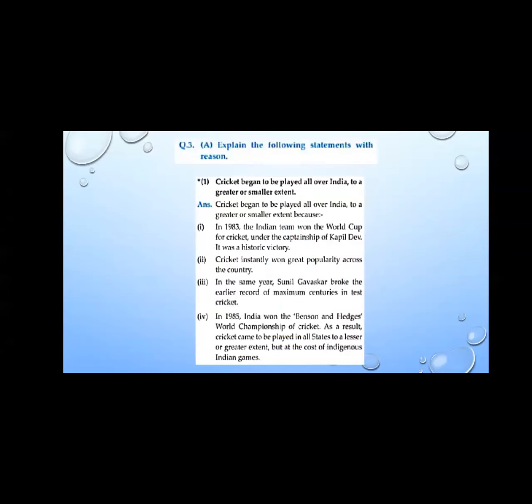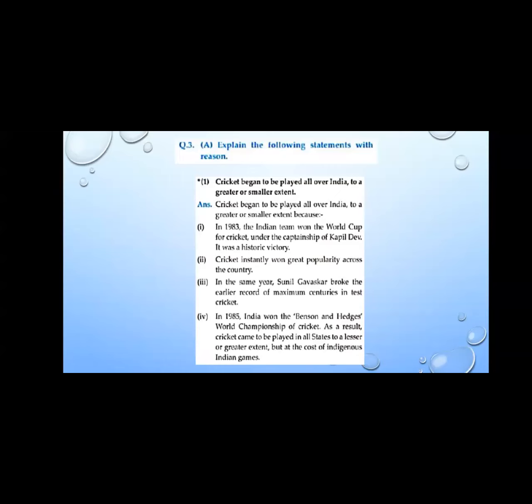Then there's a question wherein you have to explain the statements with reasons. It's like give reasons. Again, you have to mention the answers in points. You don't have to write in paragraph form like an essay. You have to mention the relevant points in each answer. The first one here is: cricket began to be played all over India to a greater or smaller extent. So you need to mention what the reasons for it are.